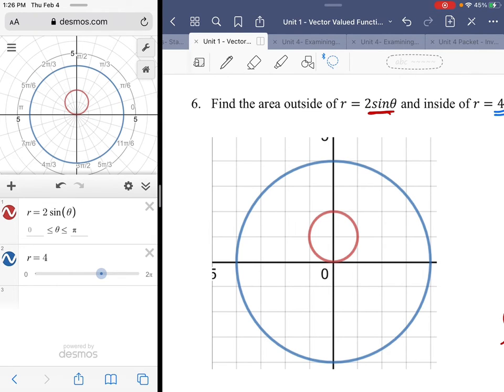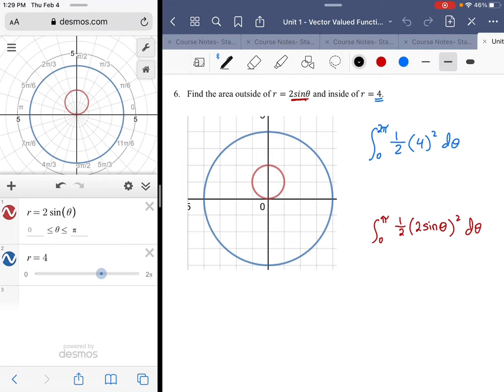Either way is fine. So what I'm going to do is find the area in between those two by finding the area within the blue circle followed by the area within the red circle. Each one of these integrals represents an area model. Remember the area formula on the interval of a to b, or alpha to beta, we're looking at 1/2 r squared d theta.